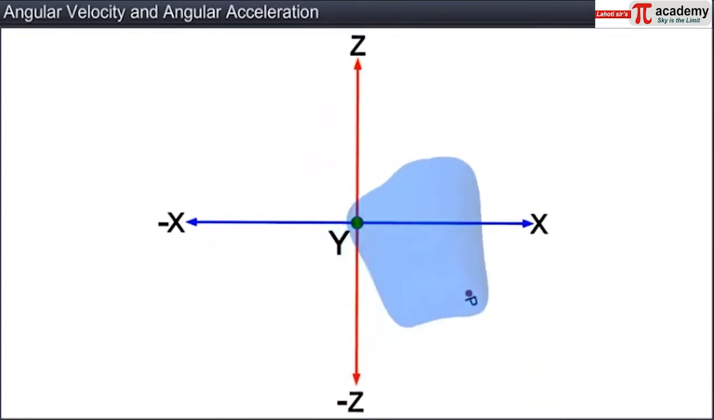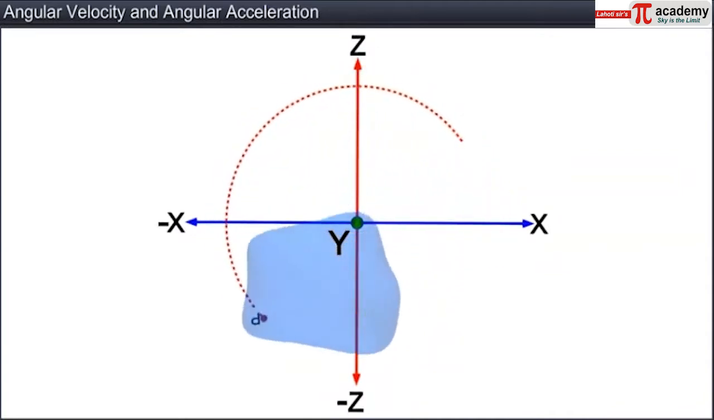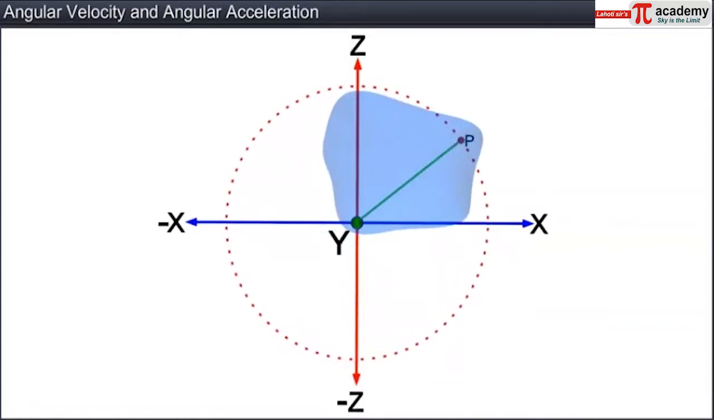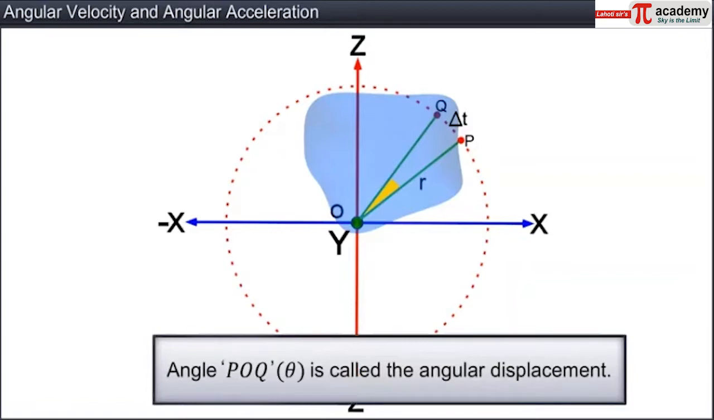Observe a particle at P in the rigid body, that is, at a perpendicular distance r from the axis of rotation. Let O be the center of the circular path of the point. While the rigid body is in rotational motion, if the position of the particle is changed from P to Q during a small interval of time, delta t, then the angle POQ is called the angular displacement. In the SI system of units, angular displacement is measured in radian.